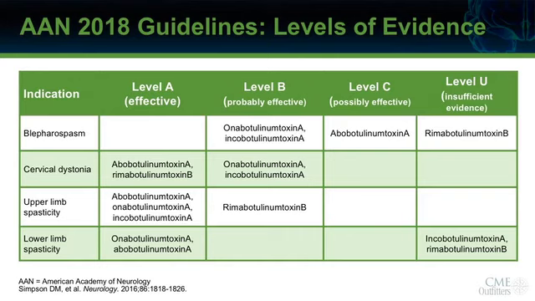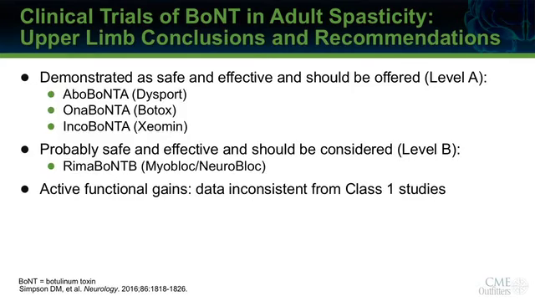And then for various indications that we updated in 2018, one sees blepharospasm, cervical dystonia, upper limb spasticity, lower limb spasticity, with the different agents, with the levels of evidence supporting their use. And you can refer to this paper back in 2016. What are some of the clinical trial results that are available? Well, the level A, the highest level of evidence, is available in upper limb spasticity for the three type A's in the US.